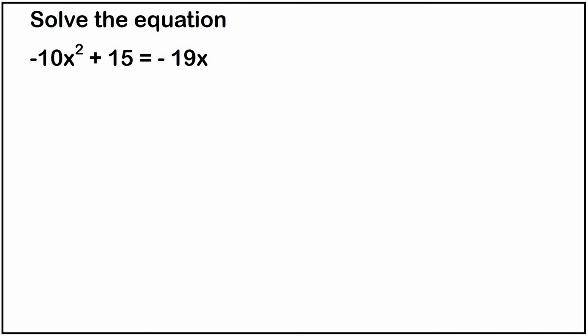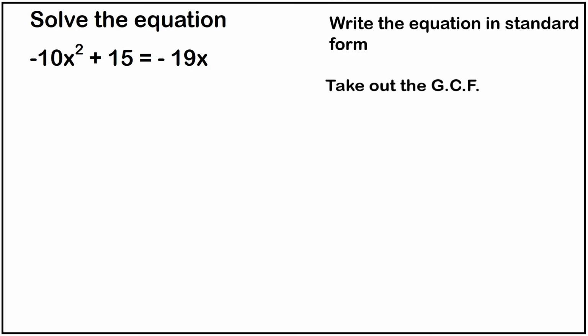On this problem, we're going to solve the equation. The equation they give us is negative 10x squared plus 15 equals negative 19x. We're going to have to go through 4 different steps to get to the solution of this equation. The first step is we're going to need to write the equation in standard form.